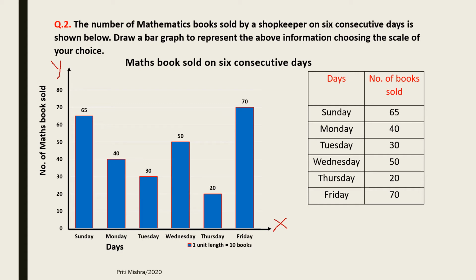Once again, keep uniform length between two bars. Just check this one. This is very important. If these are not at uniform distance, your graph work will not be valid.